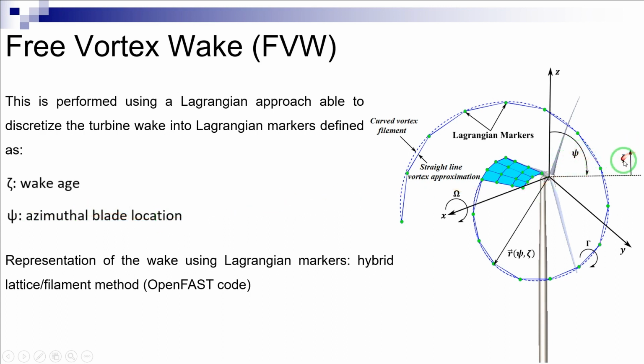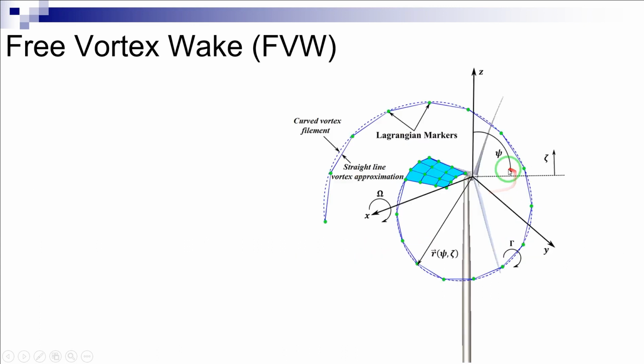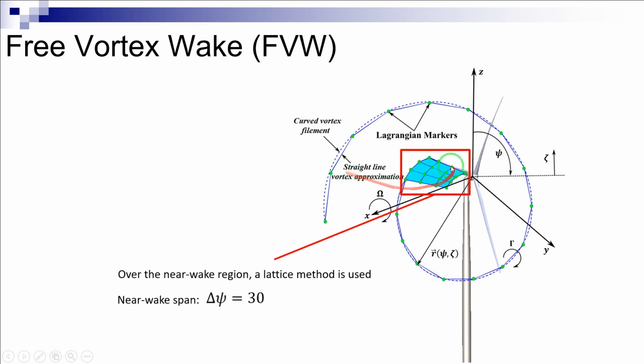A wide range of methods are available for the representation of the wake using Lagrangian markers, including the hybrid lattice-filament method used within the OpenFAST code, as shown in this figure. Over the near wake region, a lattice method is used, as shown here. A user-defined angle is used to specify the near wake span, which is usually assumed to be delta psi equals 30 degrees. This angle may not be sufficient for challenging operating conditions, for example at high thrust conditions.